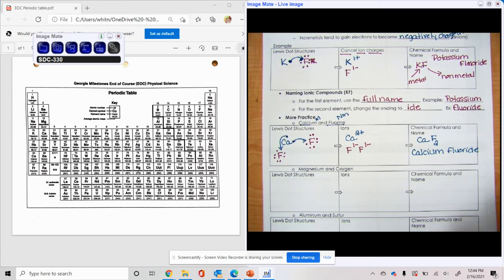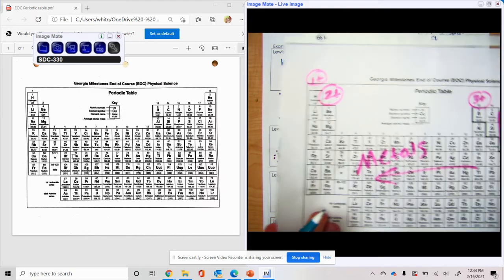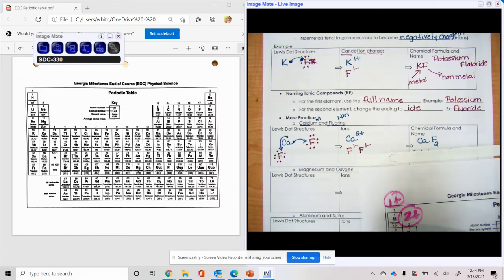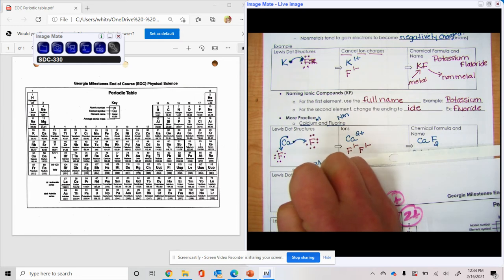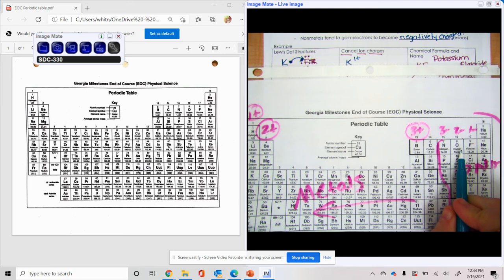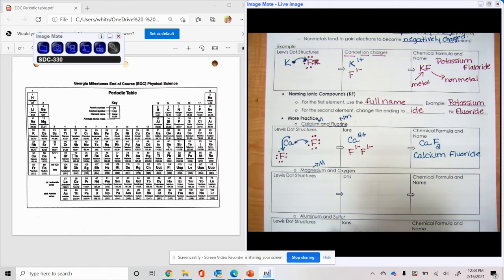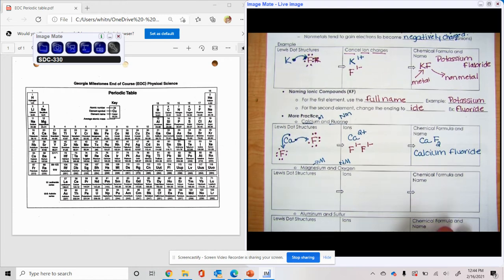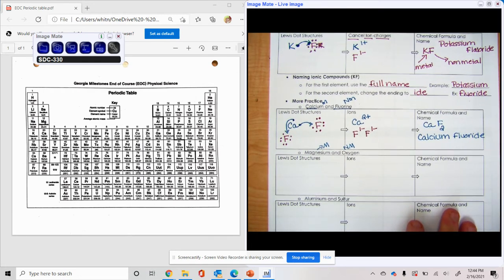Magnesium and oxygen. Find magnesium. Magnesium's on the left, so it is a metal. Oxygen is on the right. It is a nonmetal. So this is going to be an ionic bond. That's the most important thing. Make sure you understand if it's a metal or nonmetal.